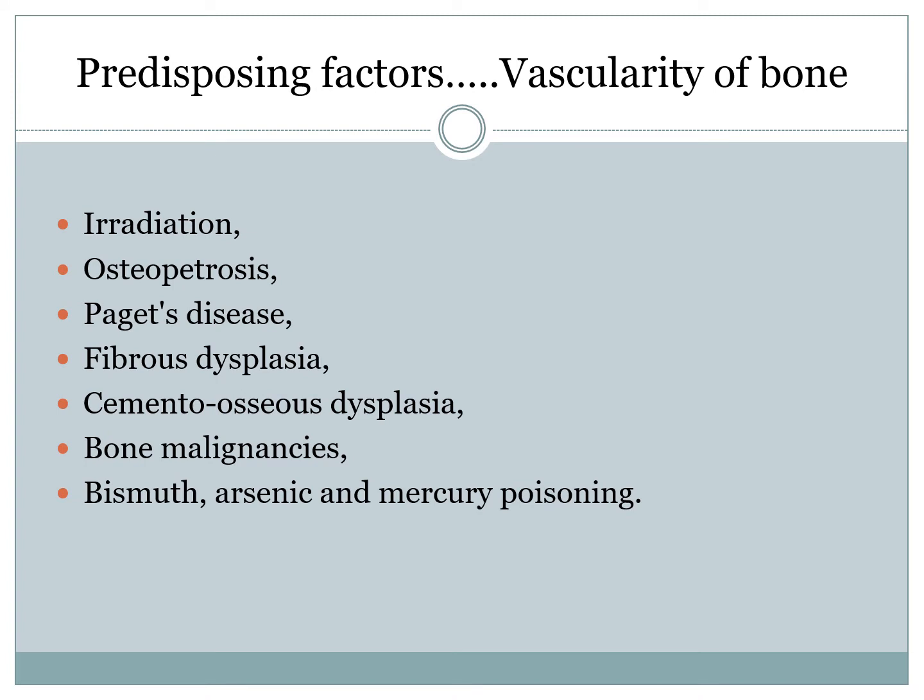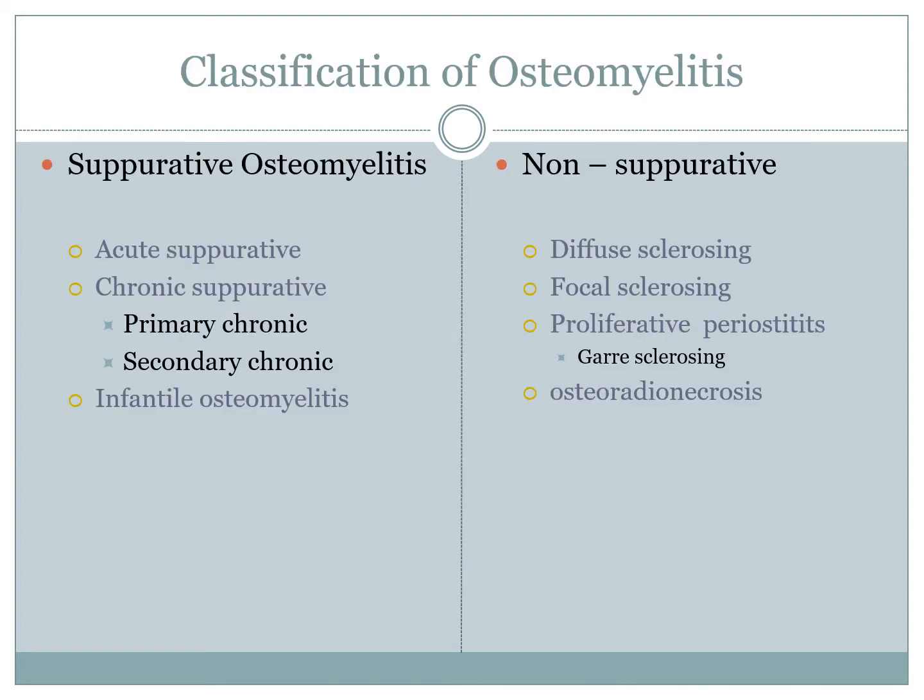And avascularity of the bone, in addition, is caused by basic diseases like fibrous dysplasia, cemento-osseous dysplasia, bone malignancies, or bismuth, arsenic or mercury poisoning. These types of causes lead to avascularity of the bone. So the classification of osteomyelitis is mainly acute and chronic.